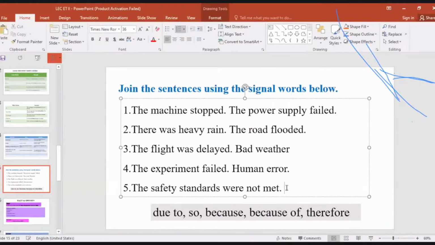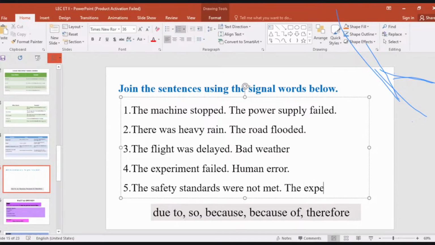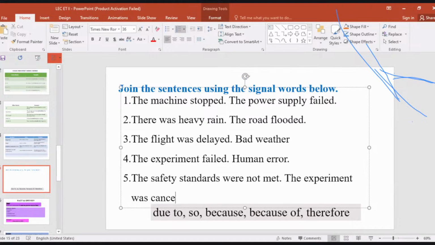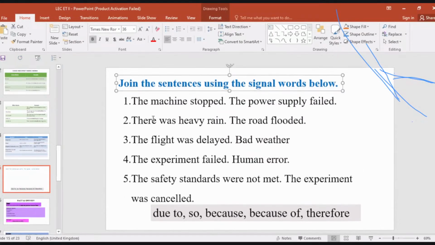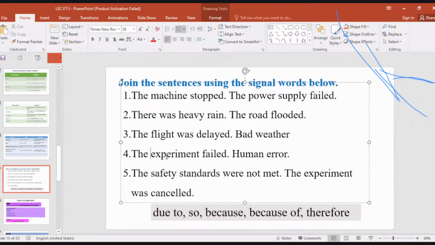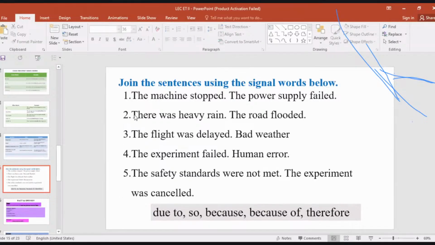එතනට දාමු. The experiment was cancelled වගේ එකක්. Right. So then you can see that the safety standards were not met. Therefore, the experiment was cancelled. Right? Safety standards. You know what safety standards is.